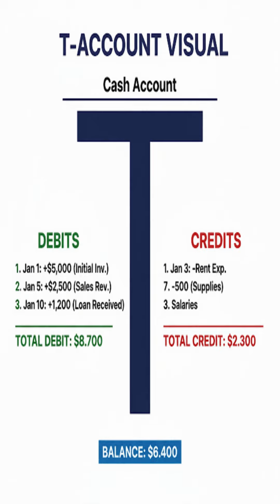The title of the account is then entered just above the top horizontal line, while underneath, debits are listed on the left and credits are recorded on the right, separated by the vertical line of the letter T. A T account is also called a ledger account.